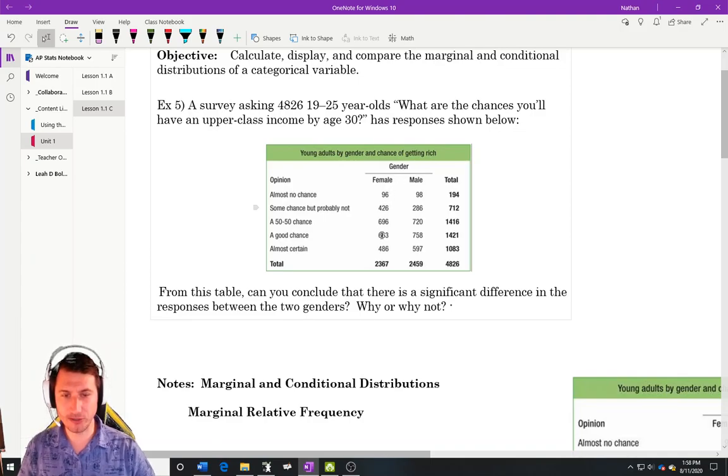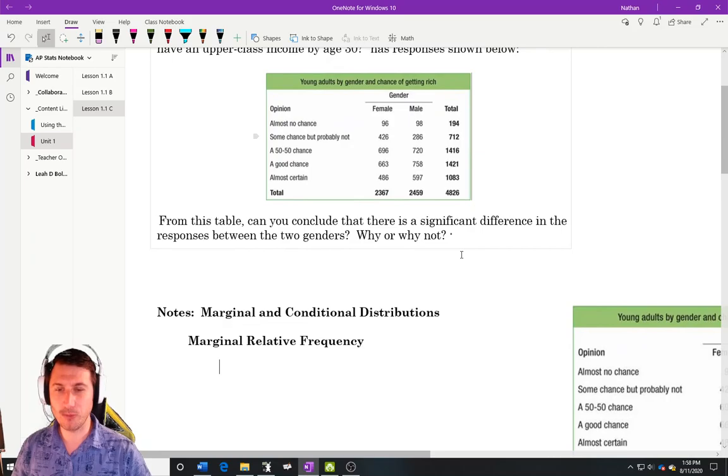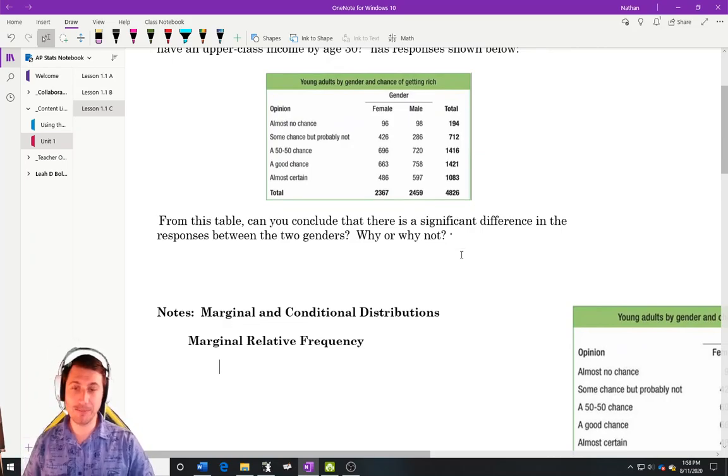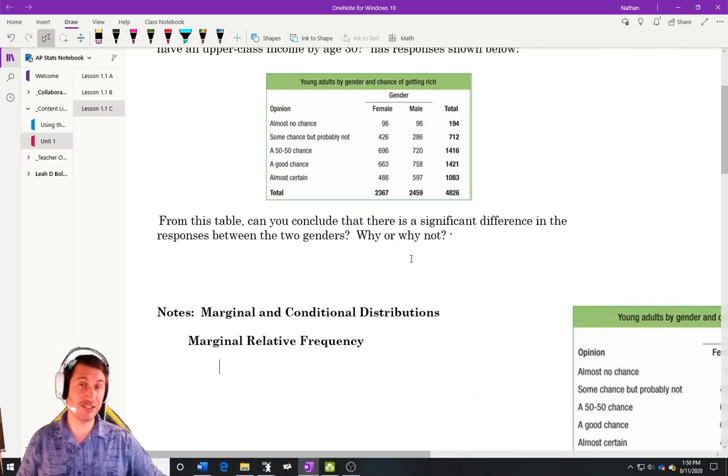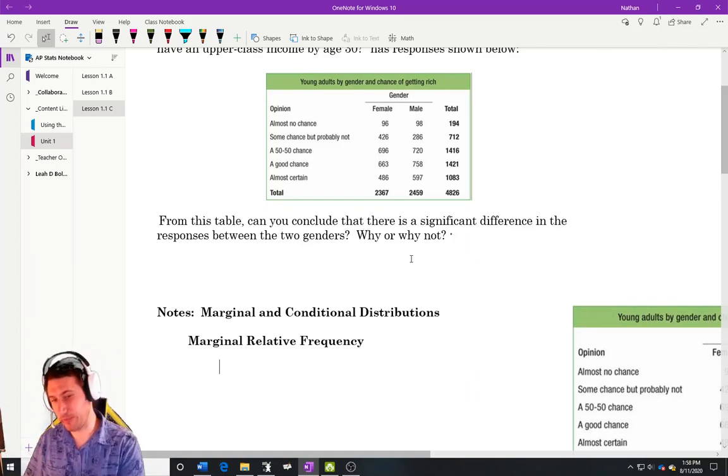And here's all the totals for those. And you'll notice we have some other totals on each of the sides and the bottom. So, we've got the total of the rows and the total of the columns. Now, with that information, we might be tempted to ask or answer a question like this. From this table, can you conclude that there is a significant difference in the responses between the two genders? Why or why not? So is there a difference between the males and the females?